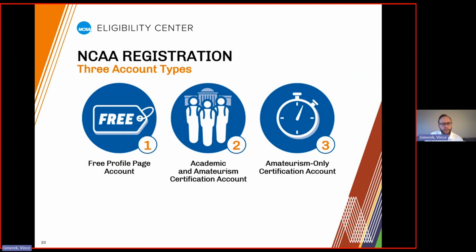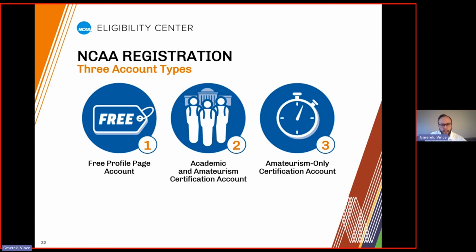So we've talked a little bit about account types, and I just want to go through all 3 of those account types now because they're important to know. The first account type is the free profile page account. Again, anybody can register a free profile account at any time. Then the second 2 types of accounts are often needed for initial eligibility certifications, but you'll always want to check with the NCAA school you're going to attend to determine which account they need you to have.